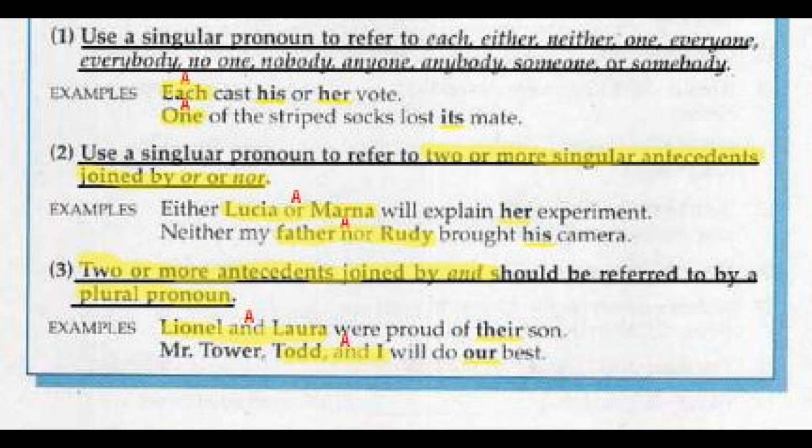Let's look at the next example. Mr. Tower, Todd, and I will do our best. So you have 3 people, so the pronoun's referring to plural, 3 people, so you would use the pronoun our.